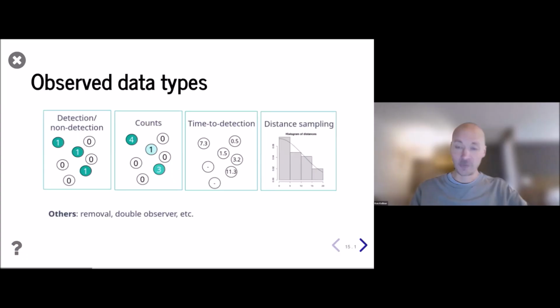Unmarked also supports a variety of distance sampling models where you go out, for example, on a transect and you look on either side of the transect and you measure how far away you see individuals. And that tells you something about how detectable those species are. There's also removal sampling, double observer sampling, and other types of multinomial structures.